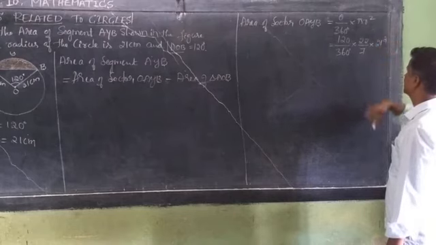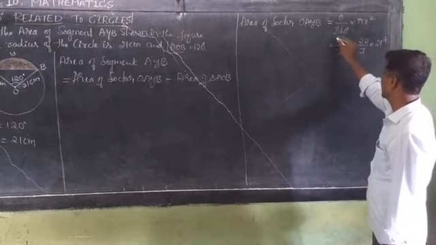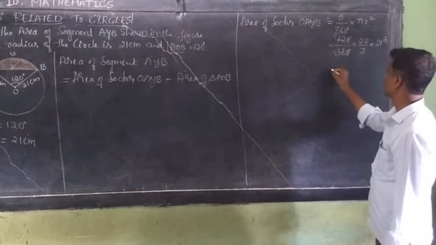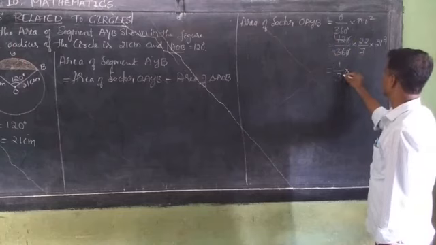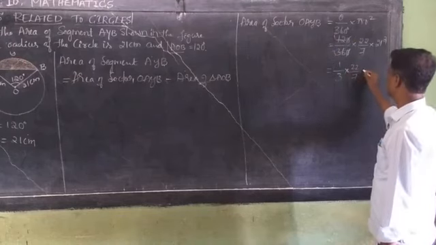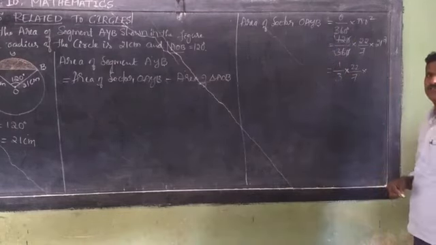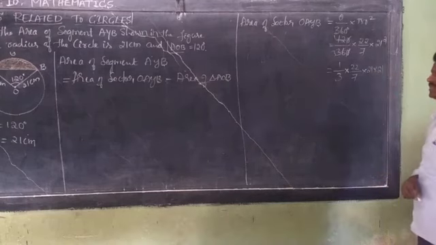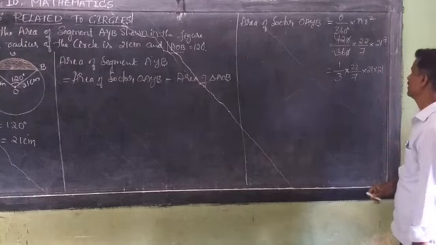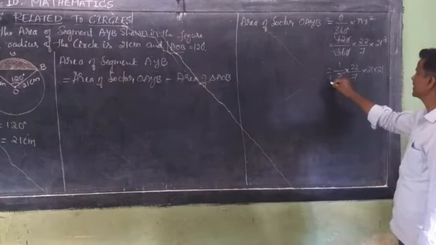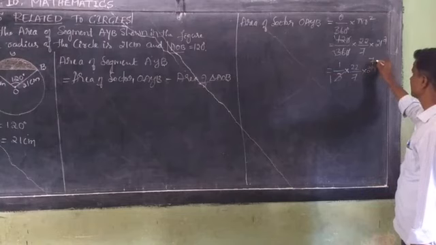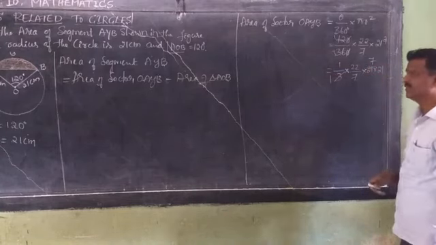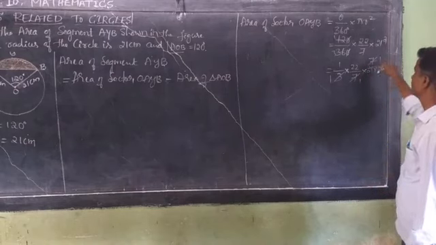21, that is 21 square. The zeros cancel. 12 ones are 12, 12 threes are 36. That is equal to 1 by 3 into 22 by 7 into 21 square, that means 21 into 21. Now we have to cancel here. 3 ones are 3, 3 sevens are 21. 7 ones are 7, 7 sevens are 49, and they get cancelled.